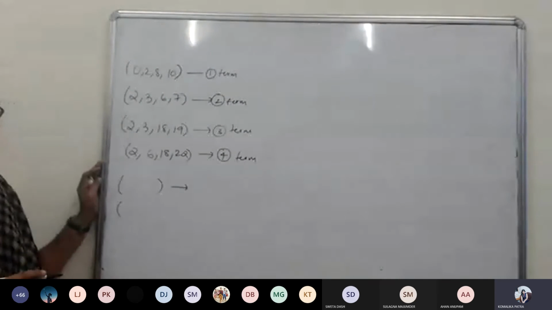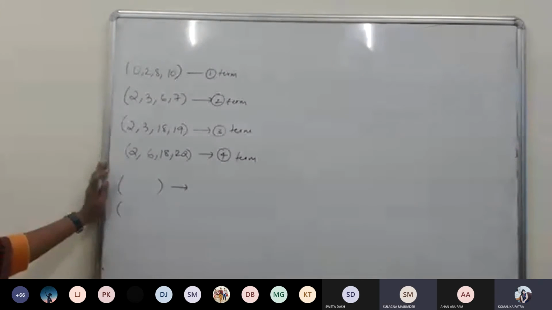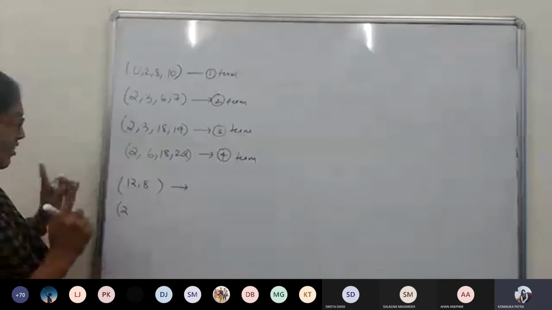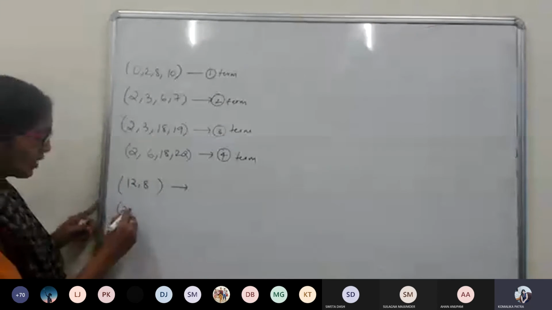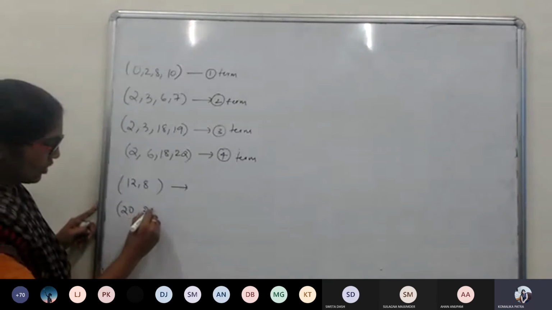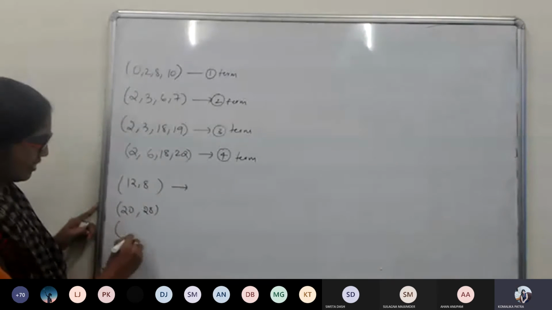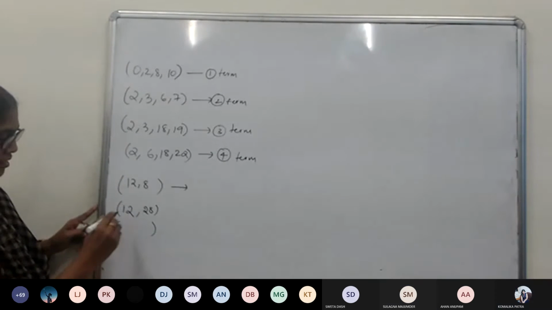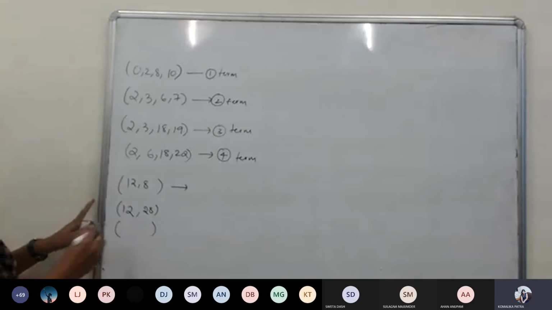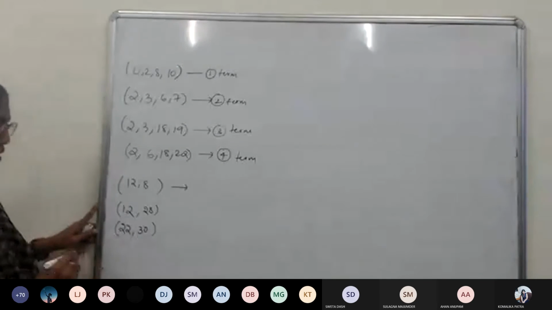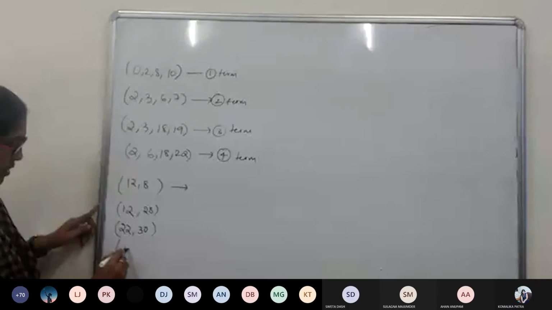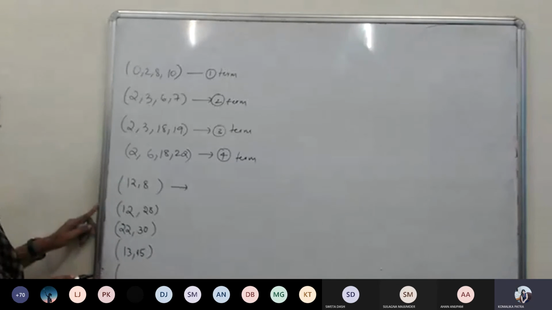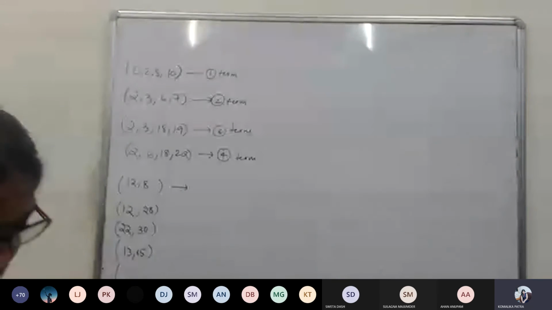Ma'am, 12 and 28, 22 and 30, 13 and 15. Then 12 and 28. And 22 and 30. Okay. 13 and 15. Good. Ma'am, that 12 and 8 is not there. No. Okay.